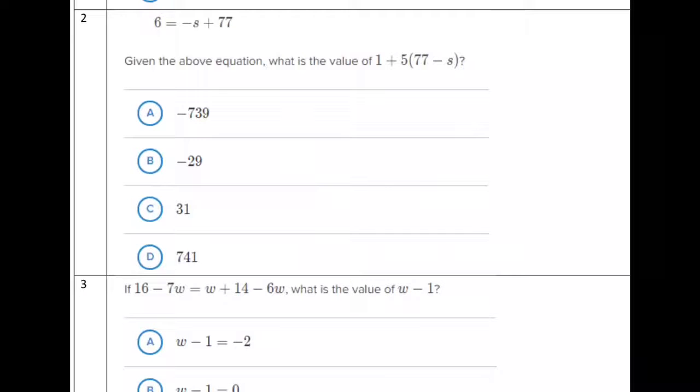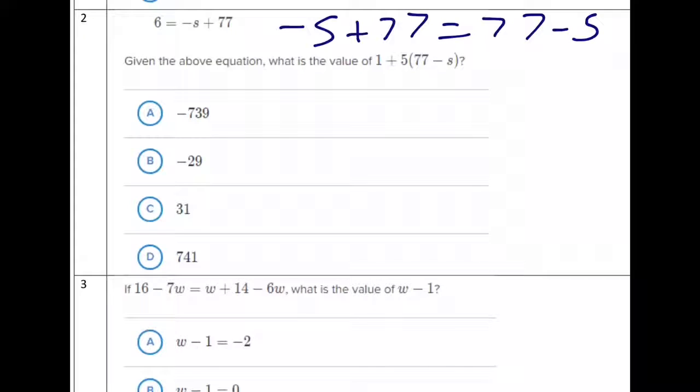Number 2. 6 is equal to negative s plus 77. Given the above equation, what is the value of 1 plus 5 times the quantity 77 minus s? Well, a key to recognizing where to start in this problem is that negative s plus 77 is the same thing as 77 minus s. Addition and subtraction in a different order this way. They still have the negative with the s and the positive with the 77. They're the same thing. So therefore, 6 can be substituted in for this quantity.